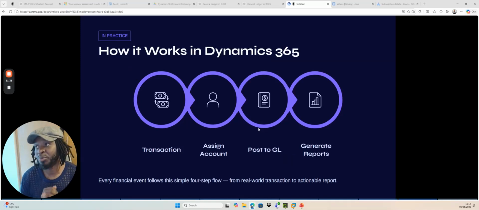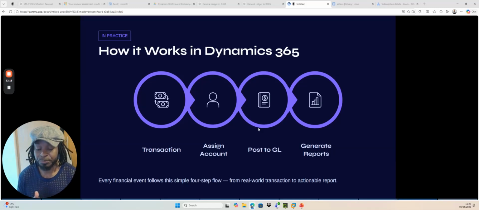You have a transaction. Let's say I've paid salary. You have to understand that in accounting, every transaction has two parts: a debit and a credit. Let me summarize this. In accounting, all expenses are debited, all liabilities are credited, all assets are debited, all incomes are credited. You need to understand this. So now let's look at how it occurs in Dynamics. This is more of accounting anyway, but I'm just giving an overview of what it is.